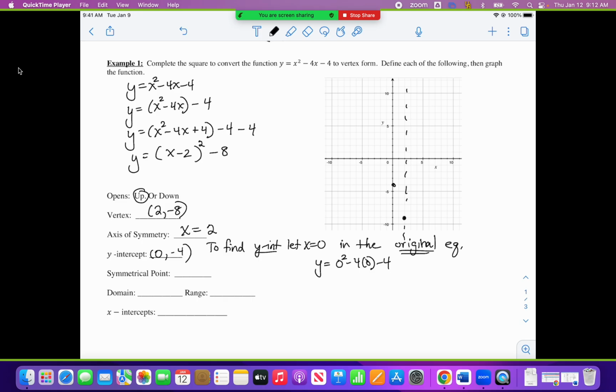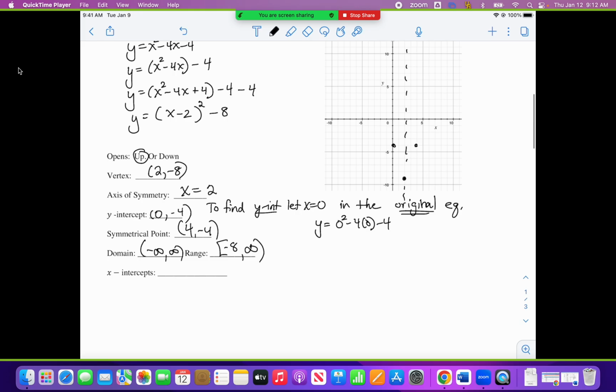What's the symmetrical point? You just had a quiz on this yesterday. So what's my symmetrical point? Yeah, Brendan. (4, -4). The domain is negative infinity to infinity. The range is -4. Oops, sorry, kidding. -8. The range is -8 to infinity.